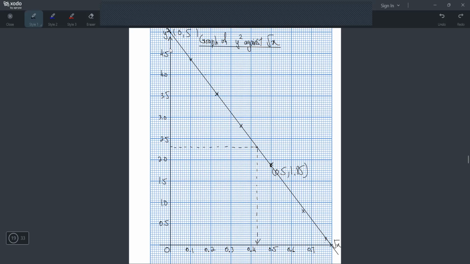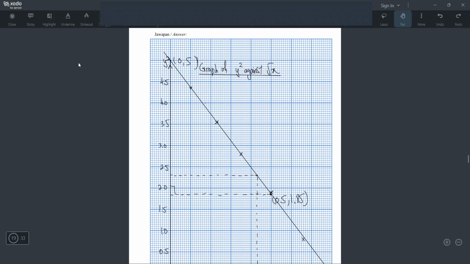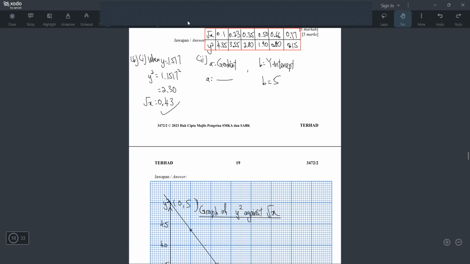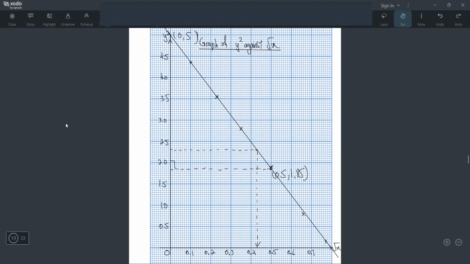And then I will join a right angle triangle. I'll take these 2 points and join a right angle triangle. Let me see, I think it's this line. Join a right angle triangle, and then draw here until here, and then 90 degrees. Now we can use our gradient formula: y minus y divided by x minus x. So it will be 1.85 minus 5, divided by 0.5 minus 0.